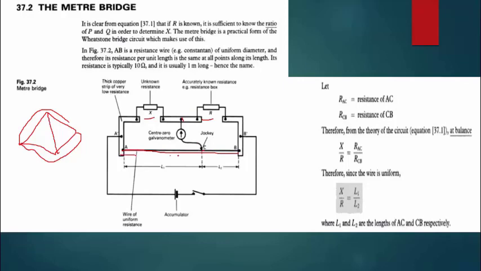So the length of this wire is the resistor that sits here. The length of the remaining part BC is the part that sits here. X and R are what sit here, X and R are there. So it utilizes the principle of Wheatstone bridge. So it is clear that if R is known, it is sufficient to know the ratio of P and Q in order to determine X.